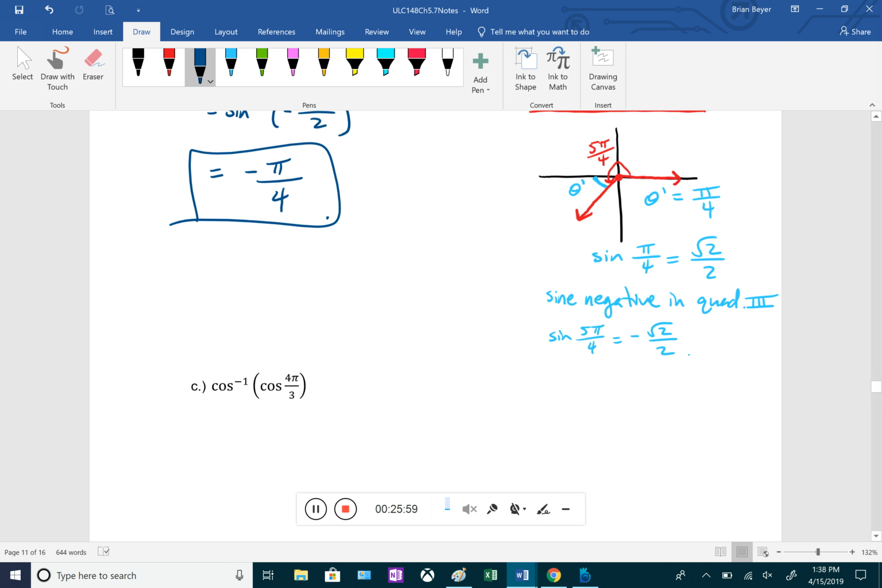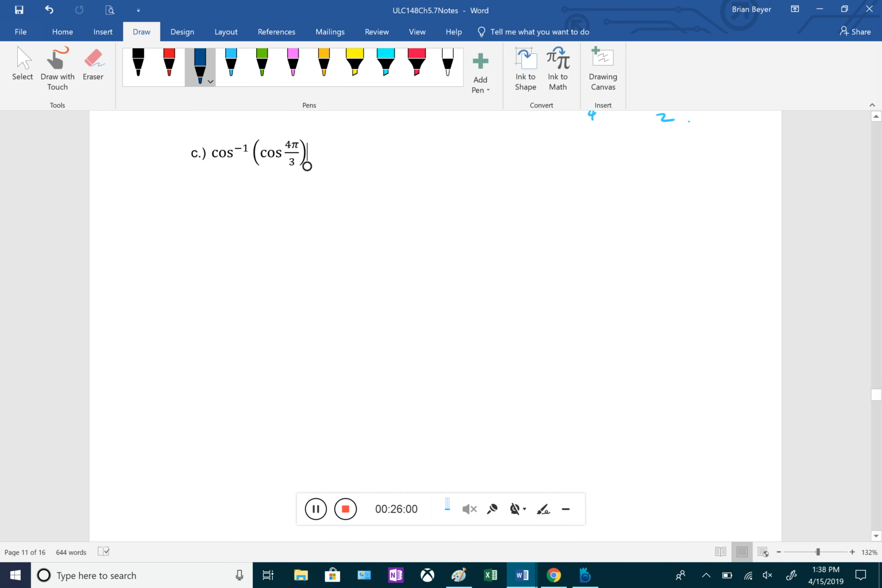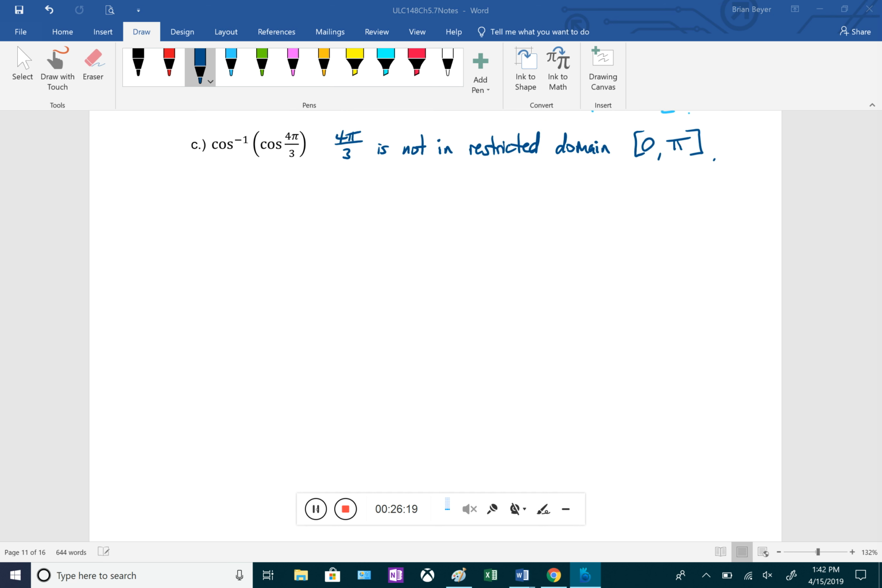Next one, we have cosine inverse of cosine of 4 pi over 3. Okay, so first we recognize that it's cosine inverse of cosine, so we see if we can use our shortcut. Our shortcut here won't work because 4 pi over 3 is not in the restricted domain of cosine, which was the domain 0 to pi. So what we have to do is evaluate cosine of 4 pi over 3 first.